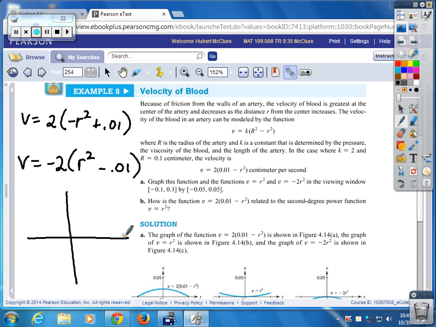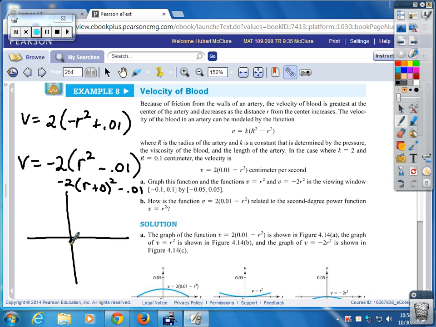What does the 2 tell us? It's going to be squished. It's going to be more narrow. So negative 0.01 is going to be real close to here. And then that's the vertical shift. You don't have a horizontal shift, so that's probably going to be your vertex also. Because your horizontal shift is 0 here. You could rewrite this as negative 2, r plus 0, quantity squared, minus 0.01. So there's your horizontal shift and there's your vertical shift.